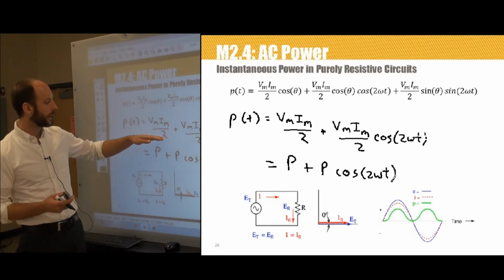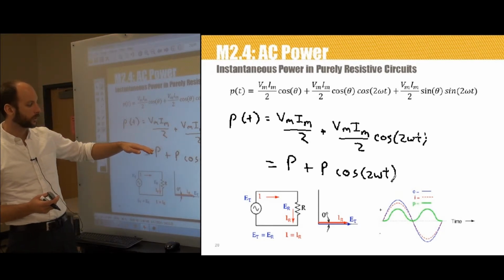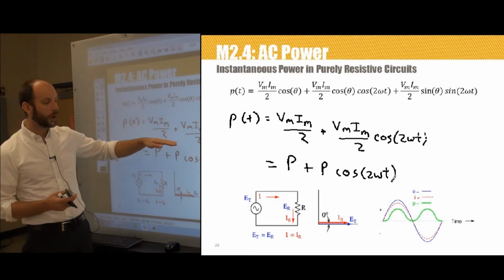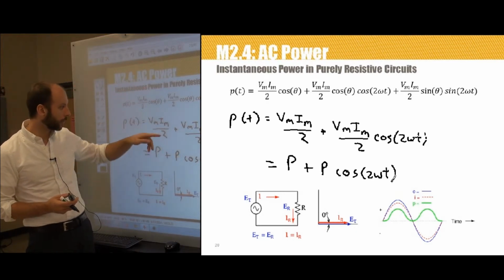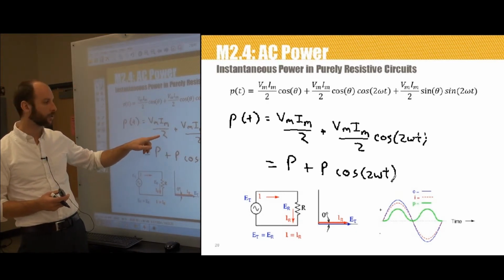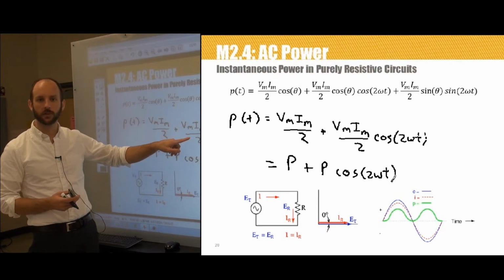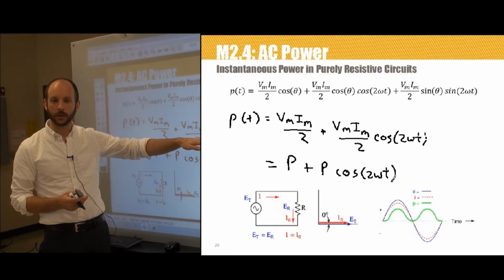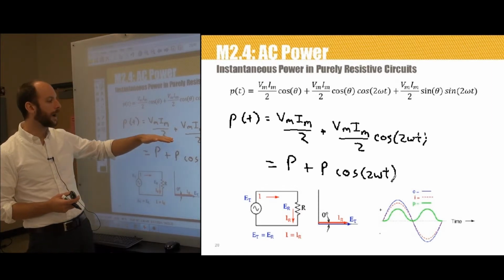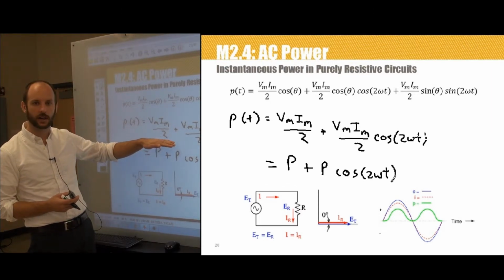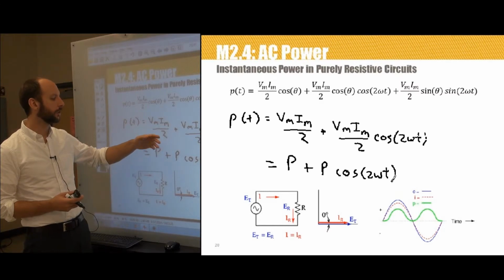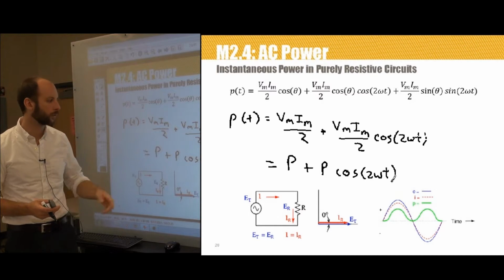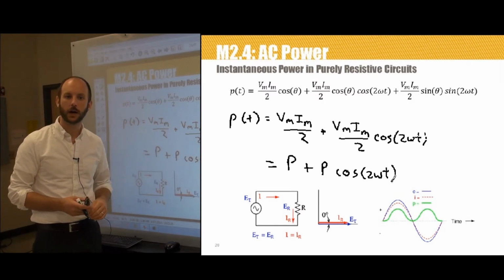That means that the power waveform in a purely resistive circuit is shifted up the graph by Vmax Imax over 2. Its total amplitude is Vmax Imax over 2. Cosine oscillates between -1 and 1, so the minimum value this could have is 0. The maximum value it can have is Vmax Imax over 2 plus Vmax Imax over 2, or just Vmax times Imax, right?